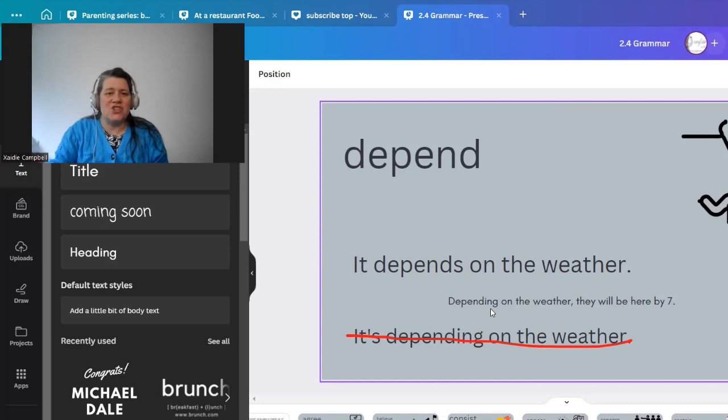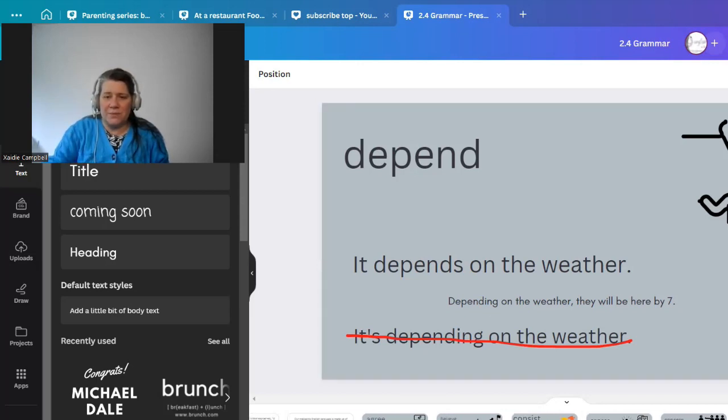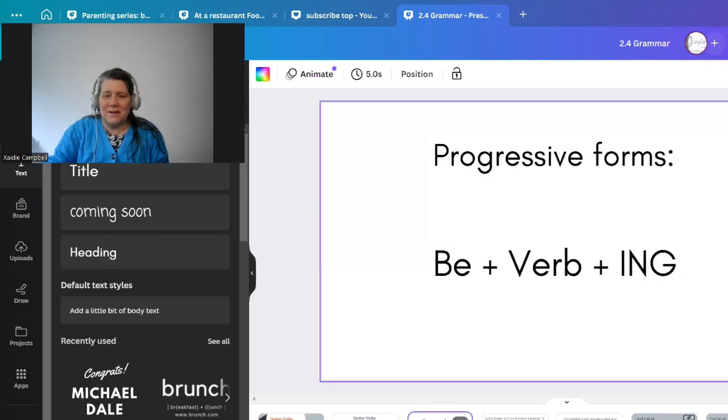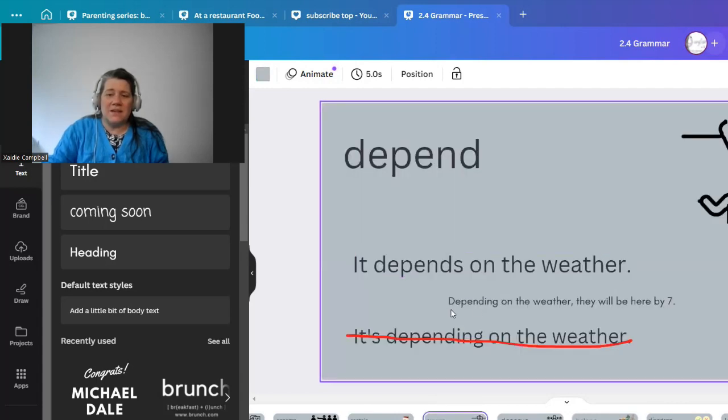Depending here is a gerund phrase. It's not a verb. And that's what I was talking about back when I was showing you this slide here, is you have to have the be. In that phrase, depending on the weather, you don't have a be. There's no be here. It's just depending on the weather. Depending is now a gerund opening up this phrase. It's not a verb.